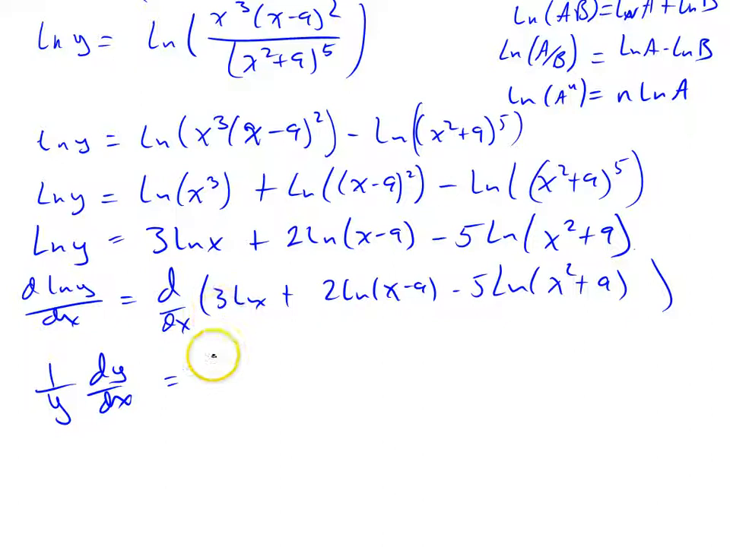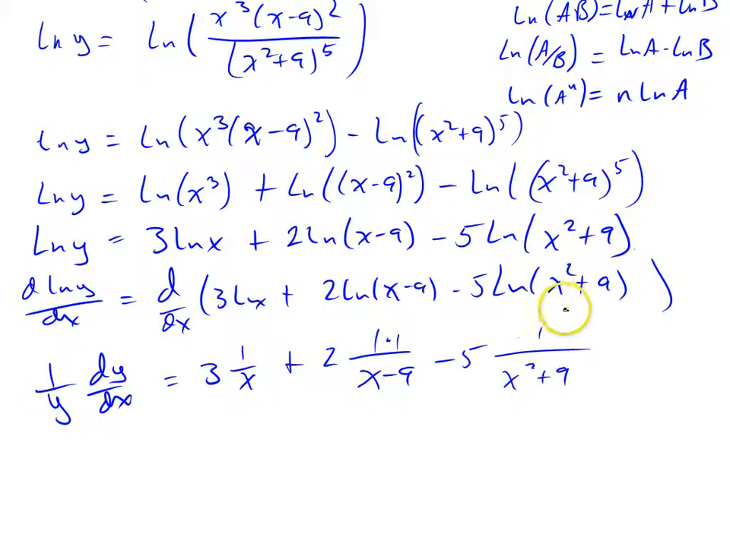The derivative of 3 times the natural log of x, well, the 3 comes along for the ride, and the derivative of ln x is just 1 over x times the derivative of x. The derivative of x is 1, so we generally don't write it down. Plus 2 over x minus 9 times the derivative of x minus 9. But that's 1. Minus 5 times, I want to do a 1 over x squared plus 9, but then the chain rule says times the derivative of that x squared plus 9. So this numerator becomes a 2x.